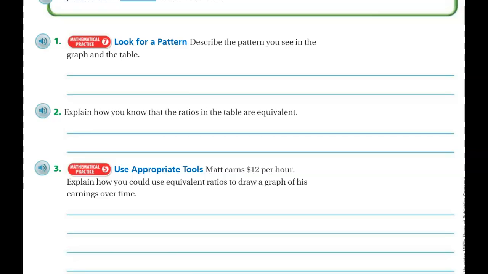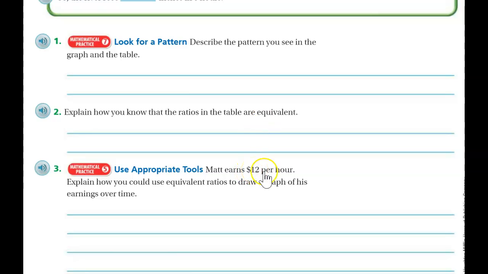Then finally, you'll answer these 3 response questions. Look for a pattern. Describe the pattern you see in the graph and in the table about the increase in height over time. Also explain how you know that the ratios in the table are all equivalent. And finally, applying that information.